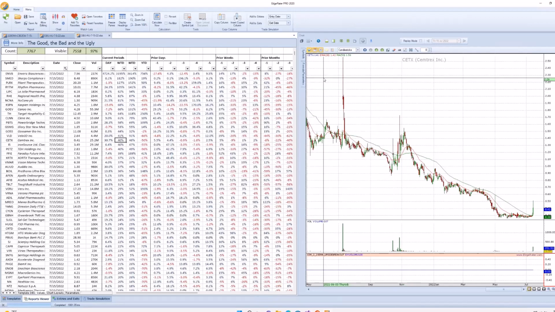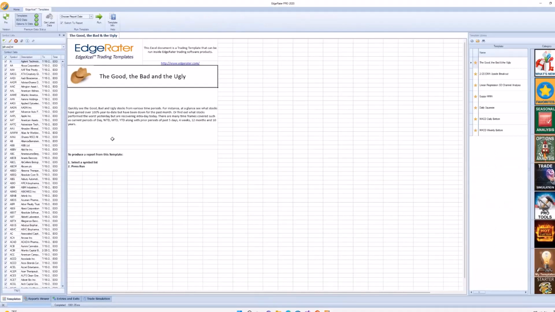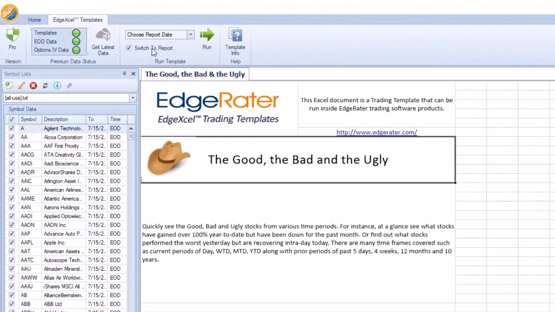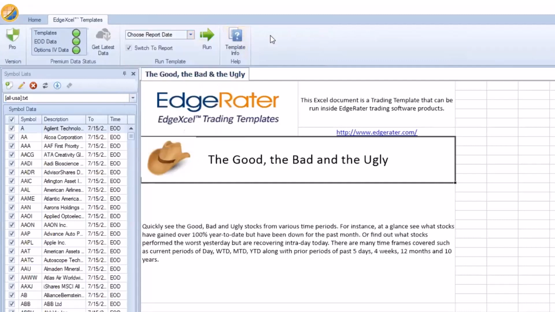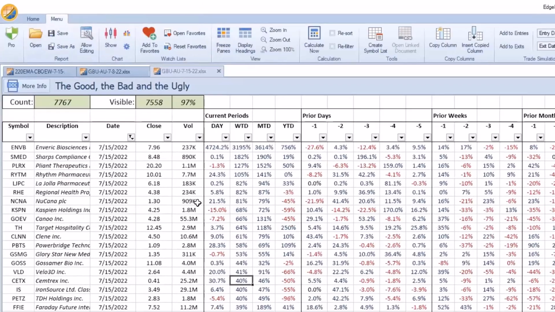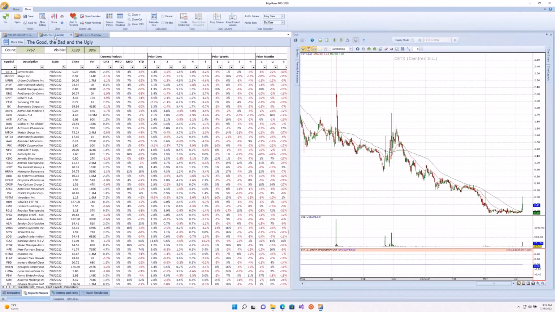But another way of kind of cheating with this is, if you didn't save the report, you can run the report for a specific day. So you go back into the templates tab, and you come up to the menu, and there's the option to choose a date for the report to run. So I could run it for last Friday, July the 8th. I've already done that, so I'll show you. If I chose that date and hit run, it would go ahead and generate a report for that Friday. And here's the report for that Friday.